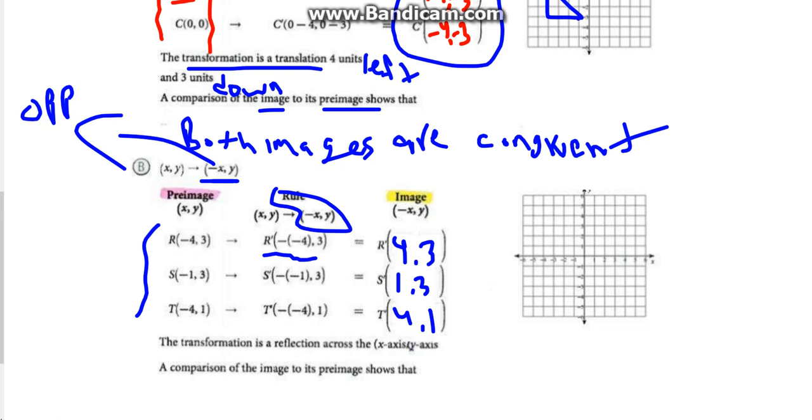Let's graph the image. I'm gonna graph the pre-image first. Negative 4, 3. Negative 1, 3. And negative 4, positive 1. That's our triangle. And then we're gonna plot the new points. 4, 3, 1, 3, and 4, 1. Sorry about that. Let me erase that.